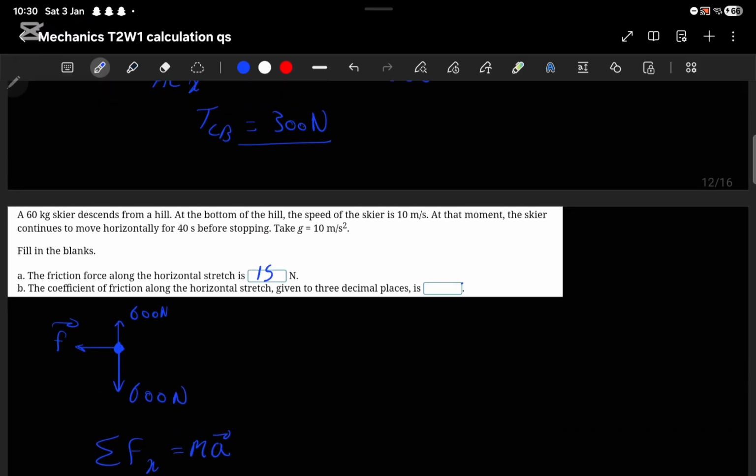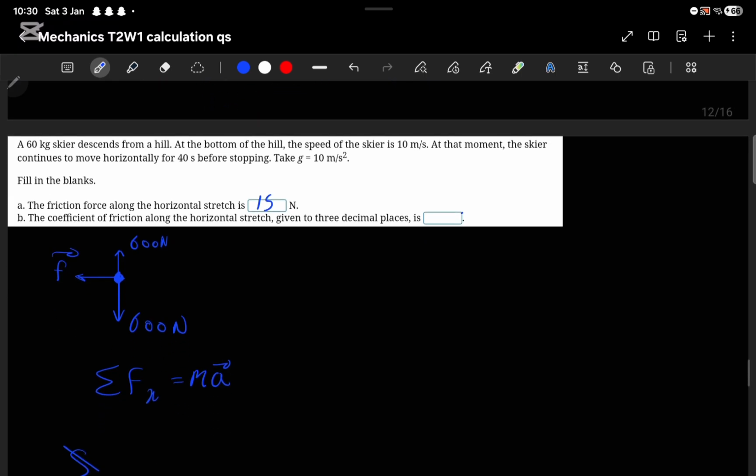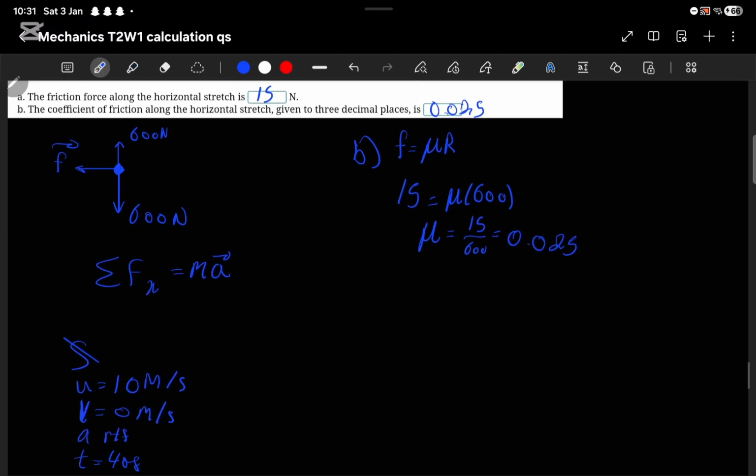Now, the coefficient of friction along the horizontal stretch, given to 3 decimal places. I'm going to draw it here. So, F equals mu R. R is 600 newtons. F is 15. 15 is equal to mu, which is what we want to find, times 600. So mu is equal to 15 over 600, which is 0.025. Okay, let me just make sure. 15, 0.025. Okay.